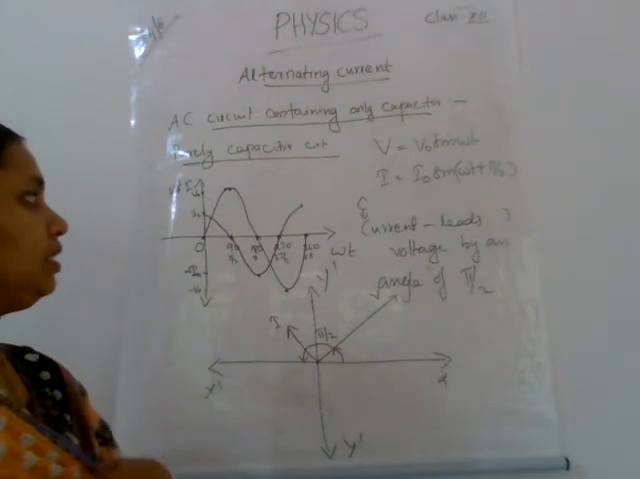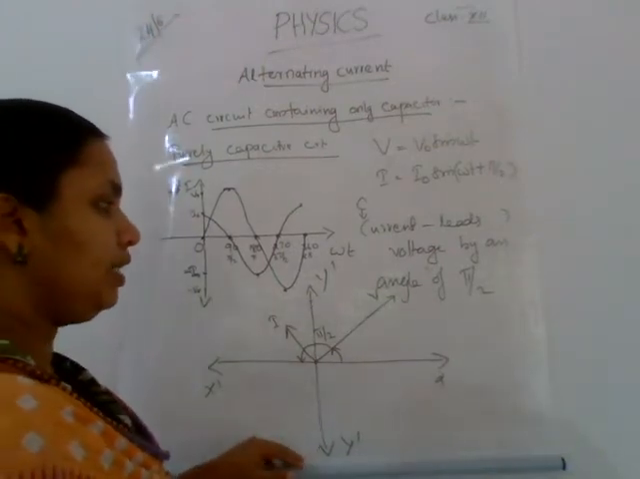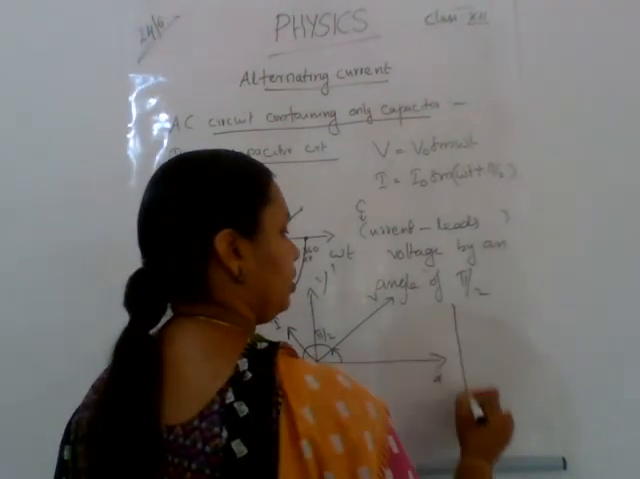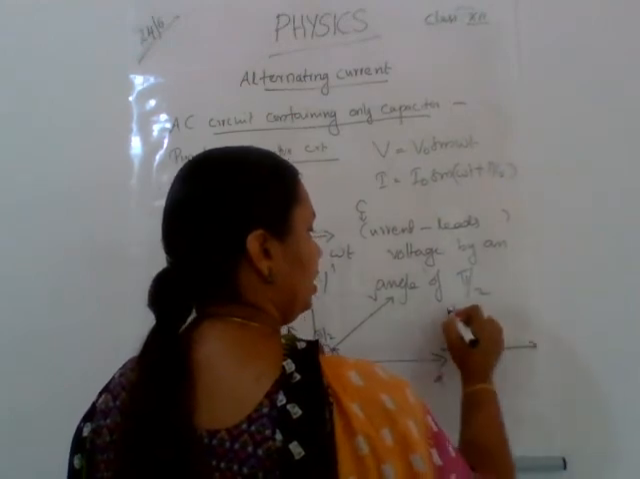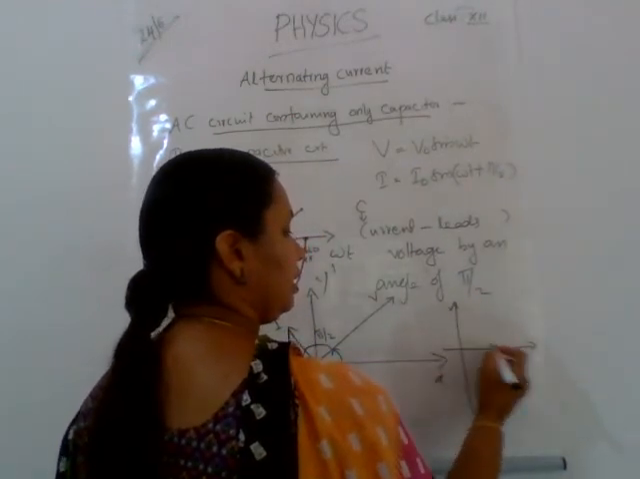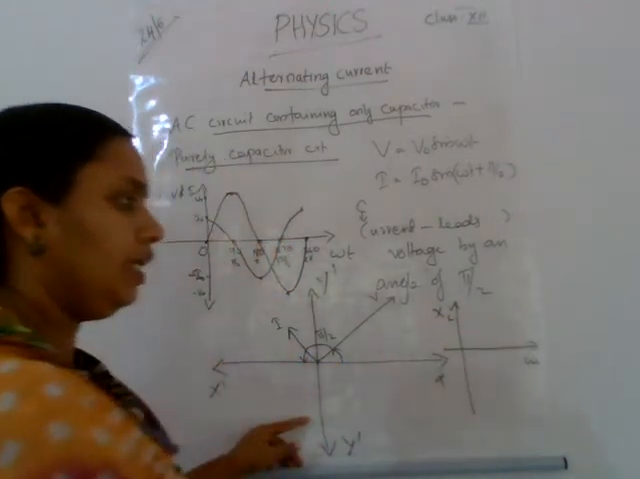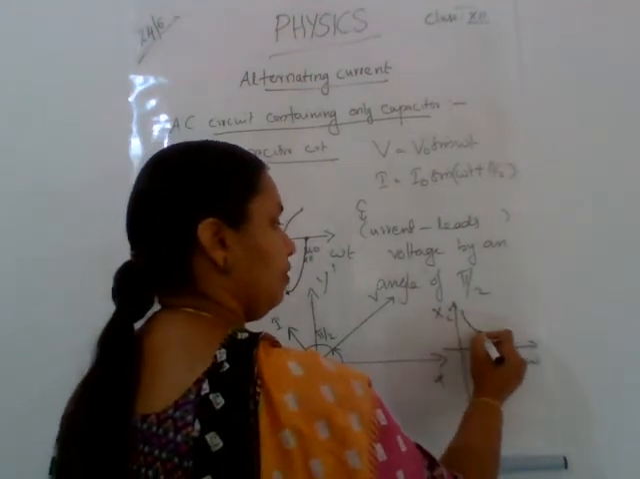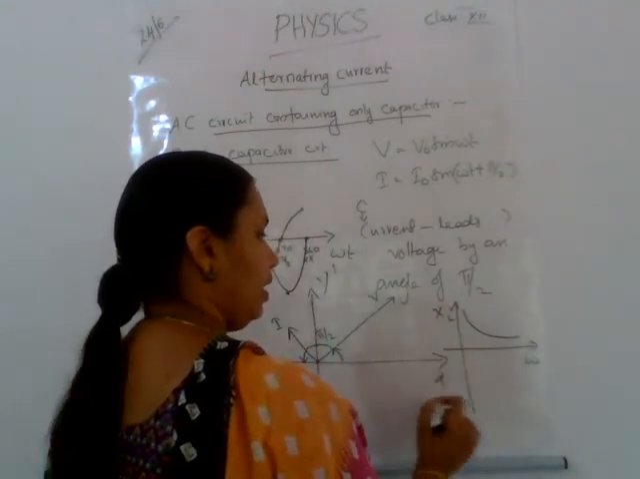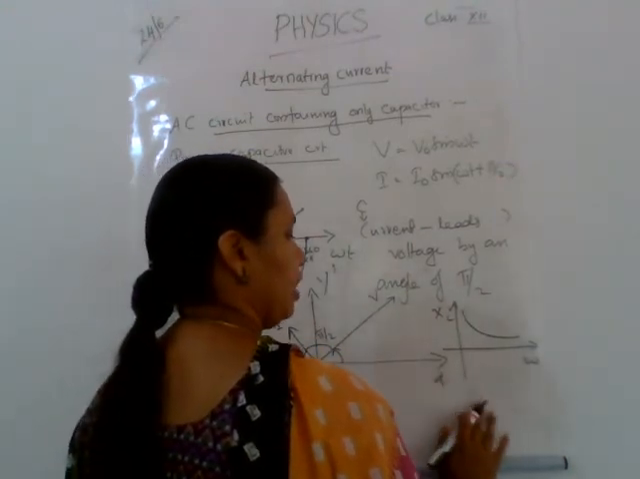Okay, so for the capacitive circuit, the graphical relationship between XC and omega, we said it is inversely proportional, so the graph will be like this. XL and omega, it will be a straight line.